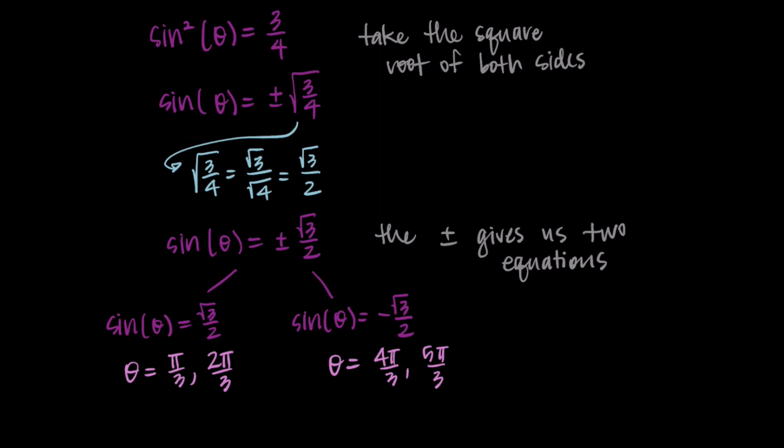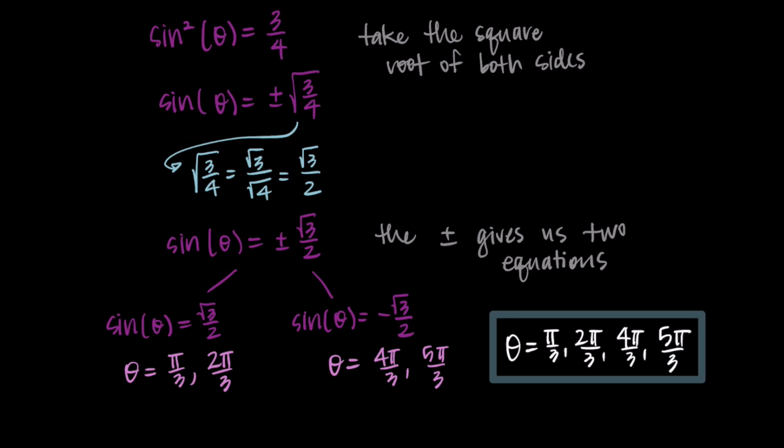And we're just looking for the solutions from 0 to 2 pi, and so this is it. I would write out all of my solutions as one list. I'd say theta equals pi over 3, 2 pi over 3, 4 pi over 3, and 5 pi over 3. And there we go. That's our answer.